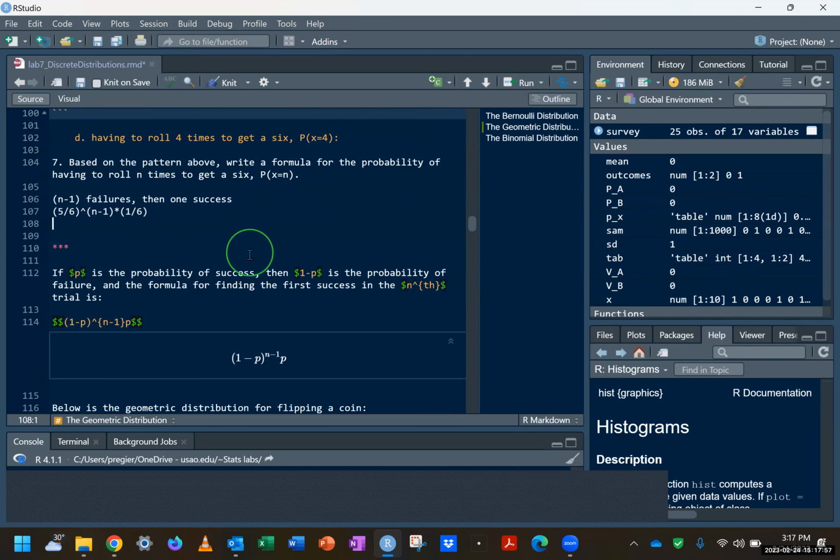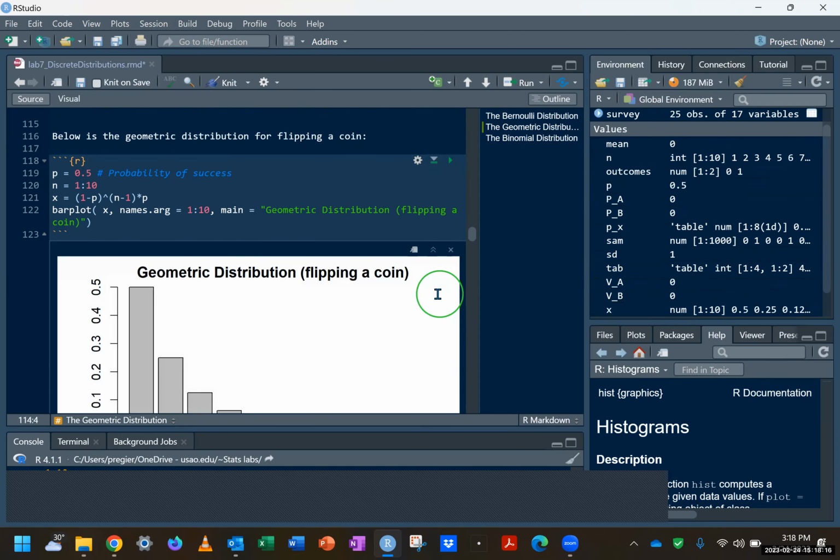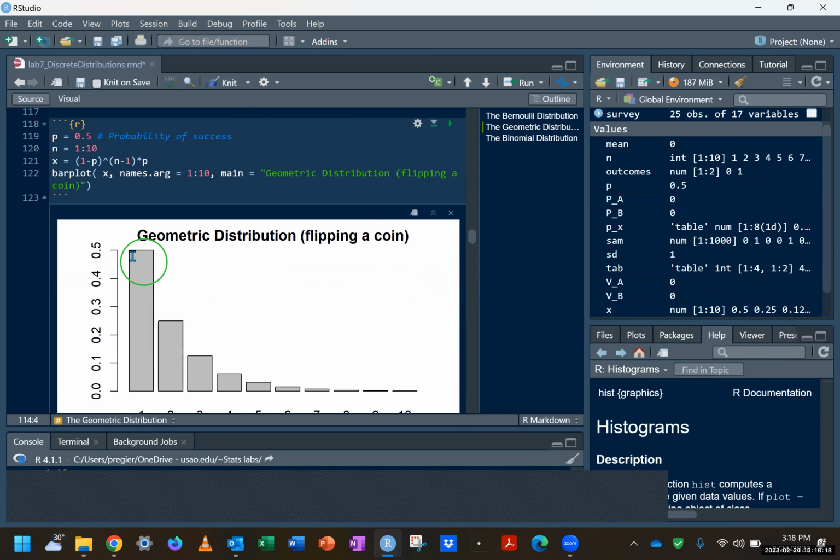And the general formula, if P is the probability of success, then 1 minus P would be the probability of failure. So we could write it like this: (1 minus P) to the n minus 1 times P. So here's the geometric distribution for flipping a coin. So flipping a coin would look like this. Most likely is to get a 1/2 to get a heads on the first try, 1/4 to get a heads on the second try, 1/8. So it has that nice curve.